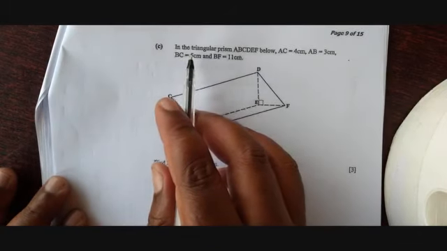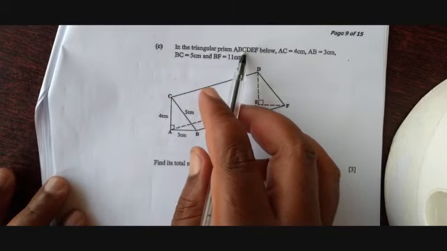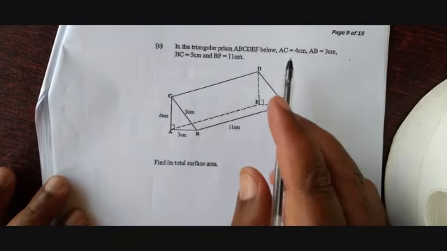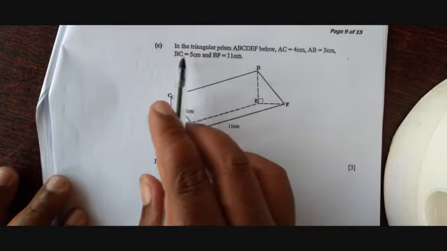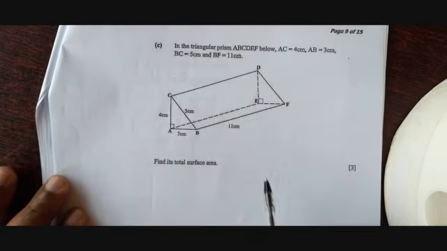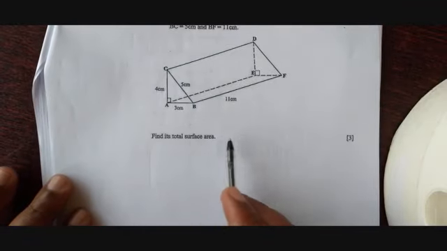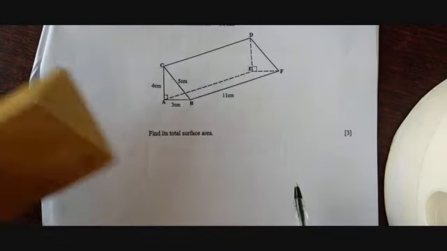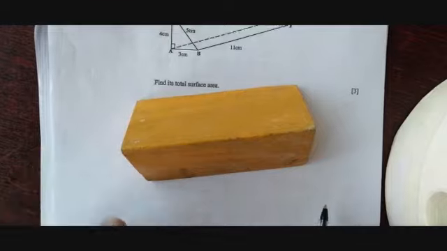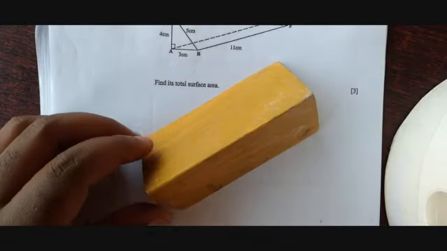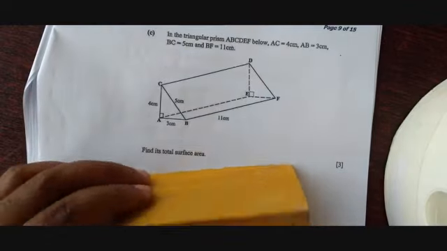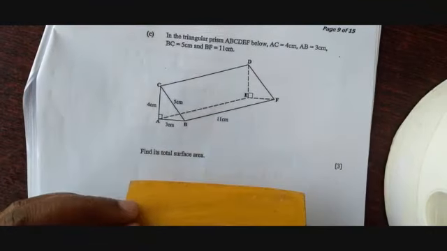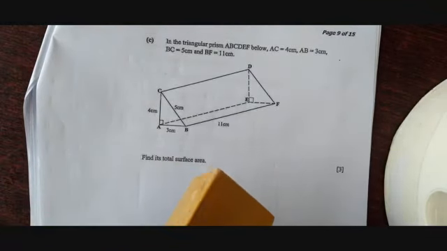In the triangular prism A, B, C, D, E, F below, AC is 4, AB is 3, BC is 5, BF is 11. Find its total surface area. Now, what do we mean by a triangular prism? This is the kind of arrangement that we have, where here it's a triangle, this one is a triangle, as you're able to see. Then this side is a rectangle, which is equal to this one, and there's a base here. So I've got 3 rectangles.